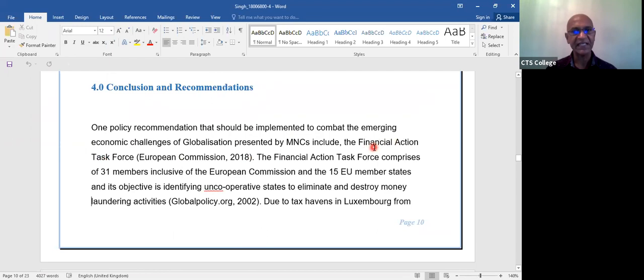It is very specific. It was identified by name. It pertains to the European Union Commission. It's a new reference. So marks will be awarded right away for being specific and for having a new reference. The Financial Action Task Force comprises 31 members, including the European Commission and 50 other EU member states. Its objective is to identify uncooperative states and to eliminate and destroy money laundering activities. Very nicely discussed. This in-text citation is wrong.